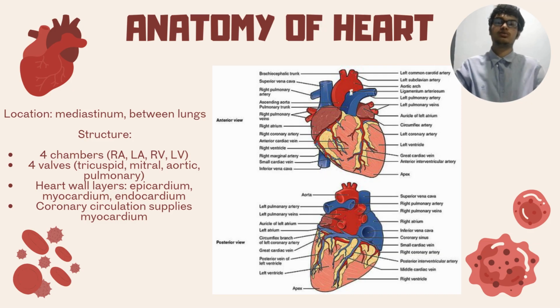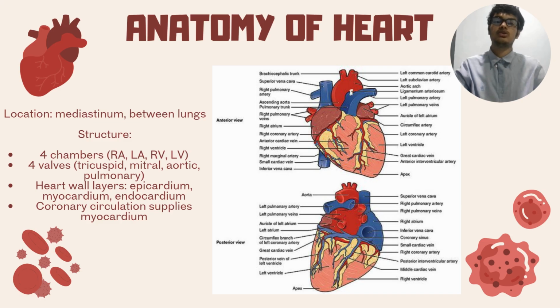The tricuspid valve lies between the right atrium and the right ventricle, while the mitral valve lies between the left atrium and left ventricle. The pulmonary and aortic valves prevent the backflow of blood from the pulmonary artery and aorta into the ventricles. The heart consists of three layers: the epicardium, myocardium, and endocardium.